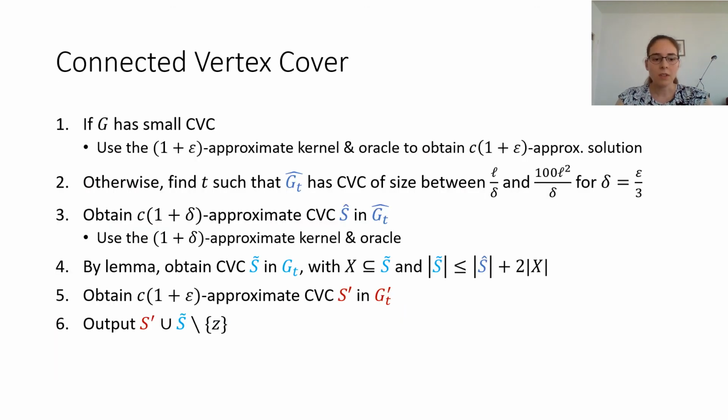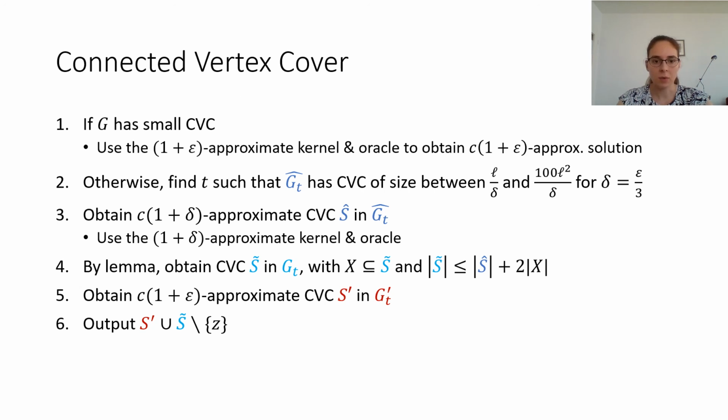Okay, so the overall strategy for connected vertex cover looks as follows. If our graph already has a small connected vertex cover, we could use the 1 plus epsilon approximate kernel and give it to the oracle and then lift that solution back to a solution for G. Otherwise, what we will do, and in the paper we show how you can do this, is find a T such that GT hat has a connected vertex cover whose size lies somewhere between L over delta and 100 L squared over delta, where delta is epsilon over 3, just to allow a little more room for error here.